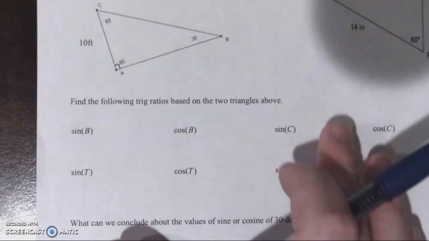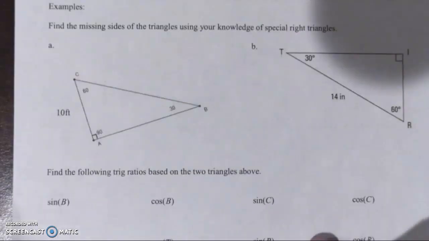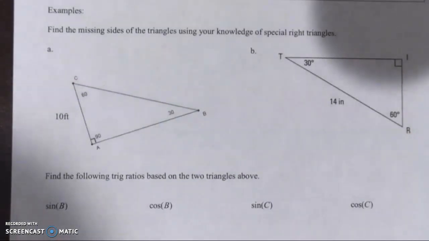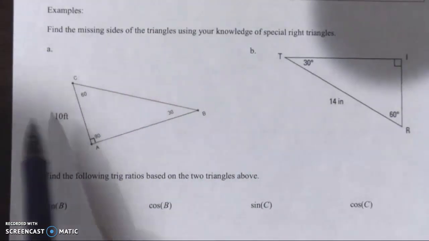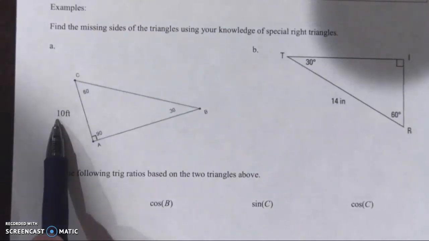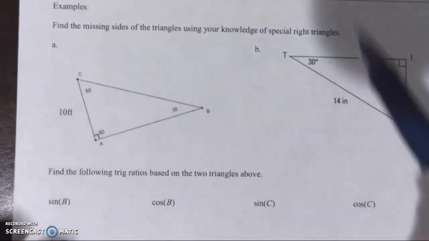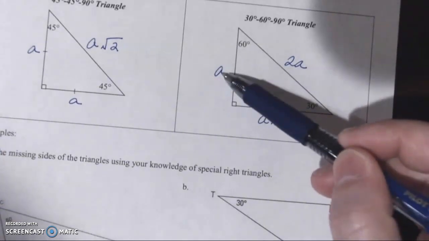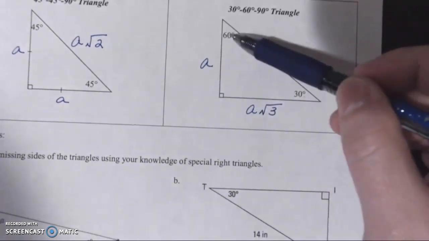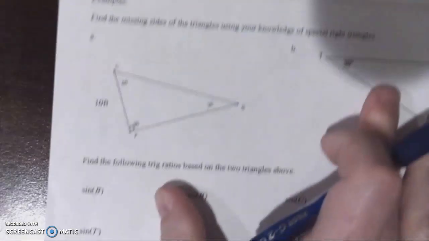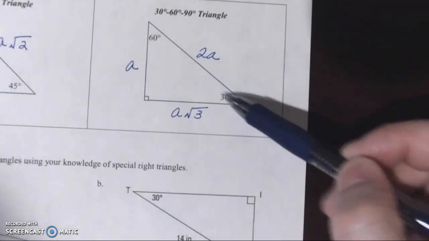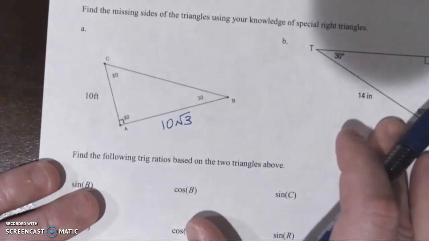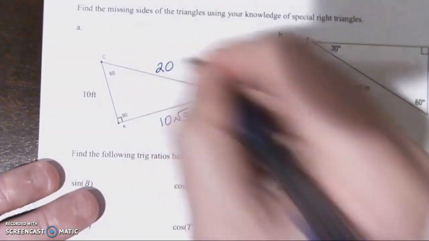So this first example says find the missing sides of these triangles using our knowledge of 30-60-90 triangles. Let's look at the first one, A. We're given the side across from 30. That usually makes things easy for us. If the side across from 30 is our base, then the side across from 60 is whatever that is times root 3. So that would make this 10 root 3. And 2 times the side across from 30 would be the hypotenuse. Well, 2 times 10 is 20.